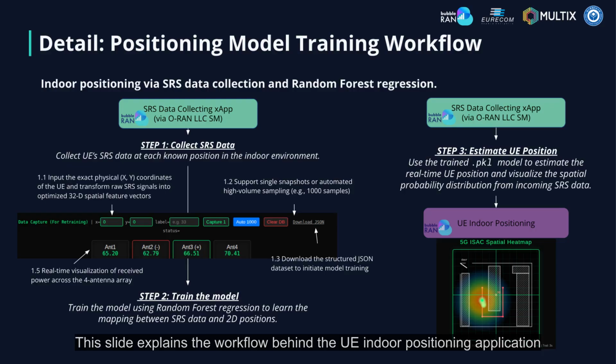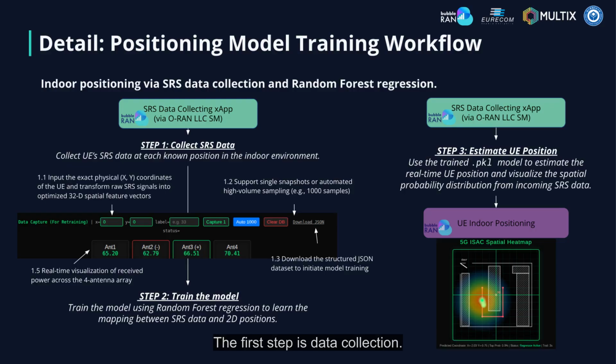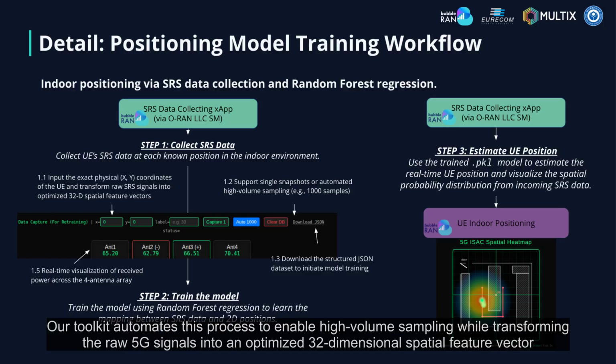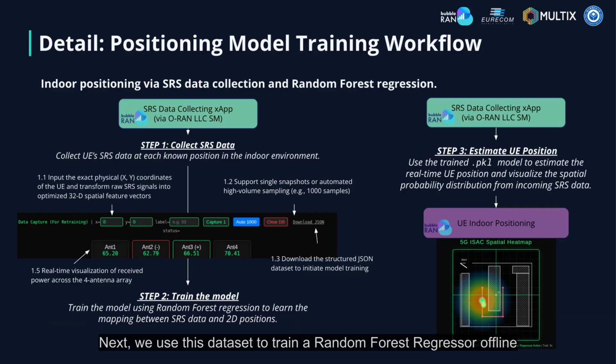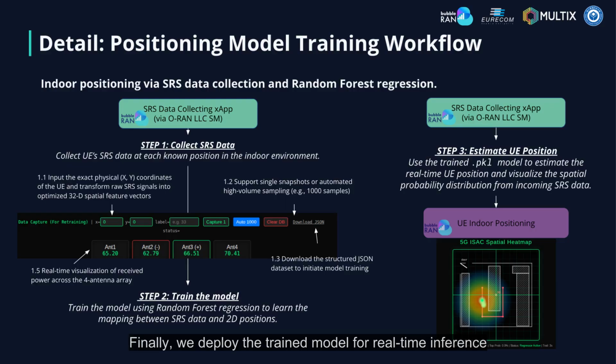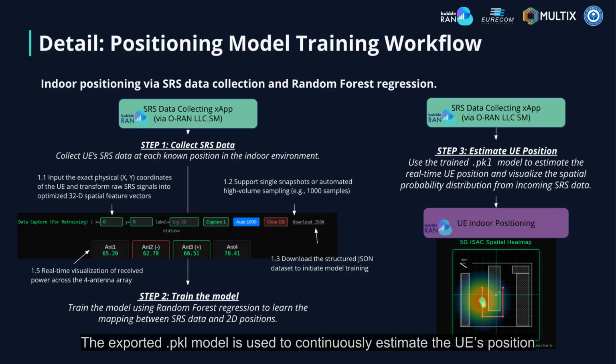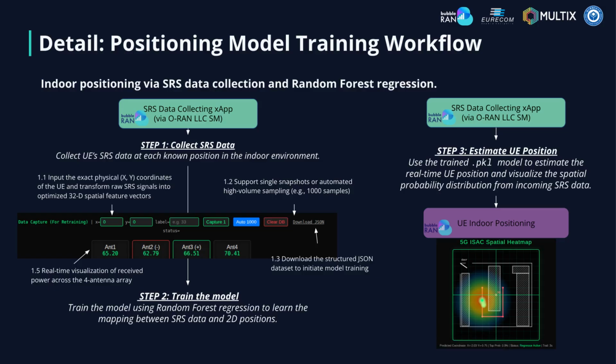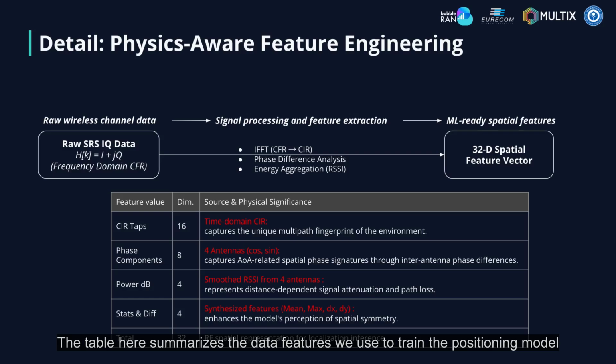This slide explains the workflow behind the UE indoor positioning application. The first step is data collection. We collect the UE's SRS data at known physical positions. Our toolkit automates this process to enable high-volume sampling while transforming the raw 5G signals into an optimized 32-dimensional spatial feature vector. Next, we use this dataset to train a random forest regressor offline, allowing the model to learn the mapping between the extracted spatial features and the UE's 2D position. Finally, we deploy the trained model for real-time inference. The exported .pkl model is used to continuously estimate the UE's position and visualize its spatial probability distribution in the positioning UI.